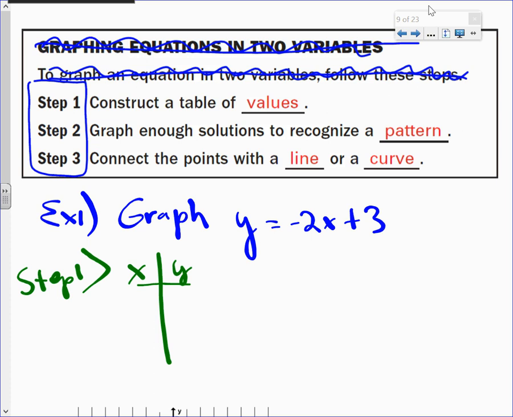Look at the easy ones I like. You don't have to pick mine, but it's up to you. I like -1, I like 0, and I like 1. It could be any x values you want. Just pick 3. Okay? That's step 1.